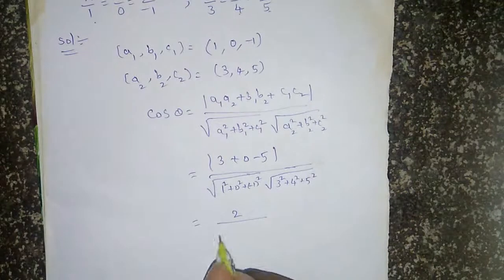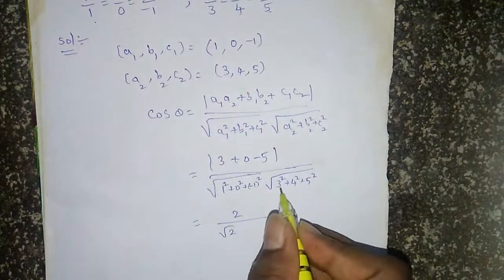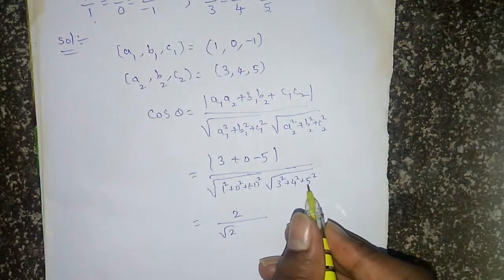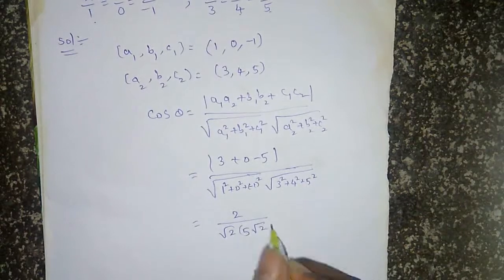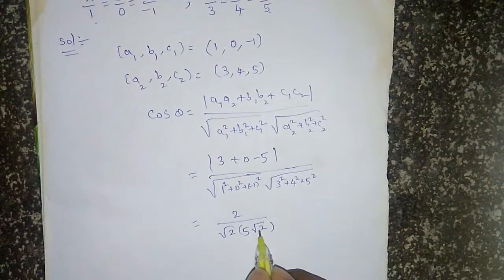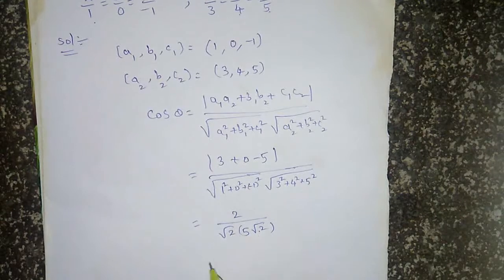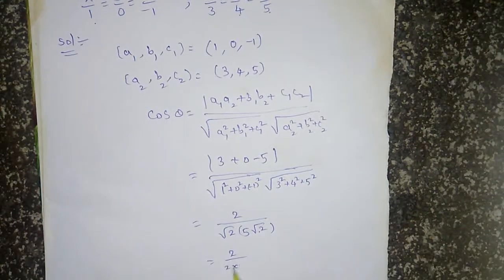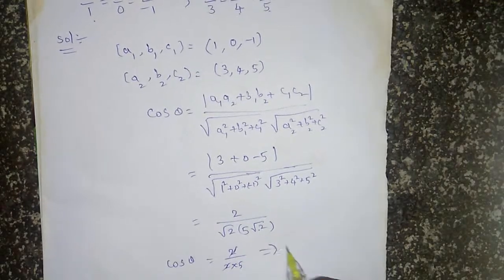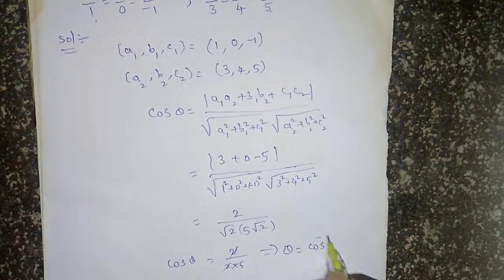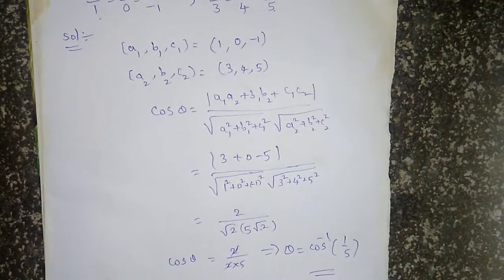This is 1 square plus 1 square, root 2. This is 3 square, 9 plus 16, 25, plus 25 is root 50. Root 50 is 5 root 2. So I am writing directly. Root 2 into root 2 is 2, this 2 and that 2 will get cancelled. So we will have 1 by 5. Cos theta is equal to 1 by 5 implies theta is equal to cos inverse 1 by 5, which is the angle between the given two lines.